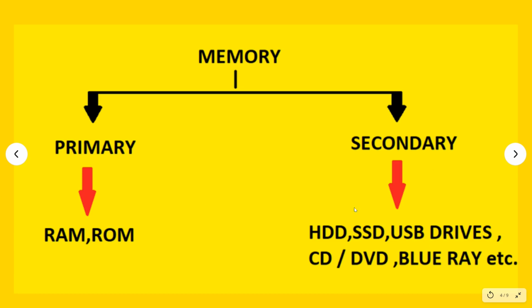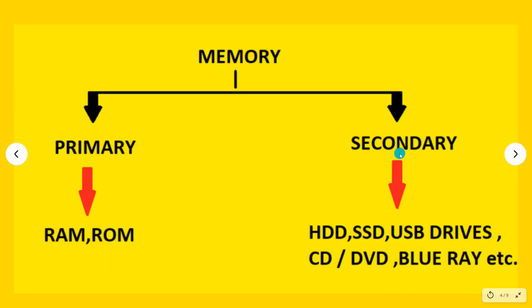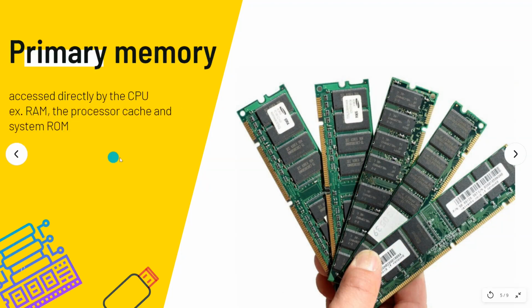So let's see more about the primary memory. And also, the secondary memory is the external memory which is connected externally to the computer. Okay, so let's see the primary memory.